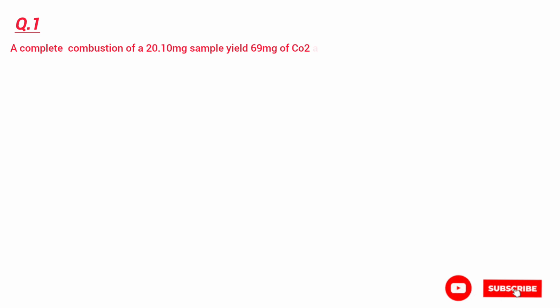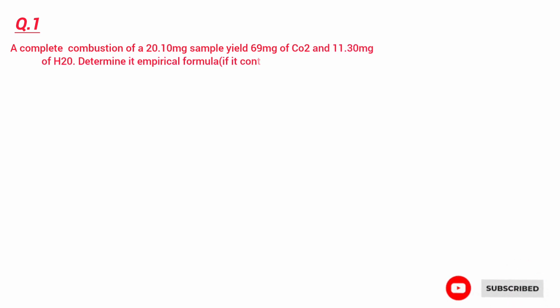In this video, I'll be teaching you how to calculate the empirical formula of a compound from combustion analysis. Now, let's take this question. It says, a complete combustion of a 20.10 mg sample yields 69 mg of CO2 and 11.30 mg of H2O. Determine its empirical formula if it contains carbon and hydrogen only.